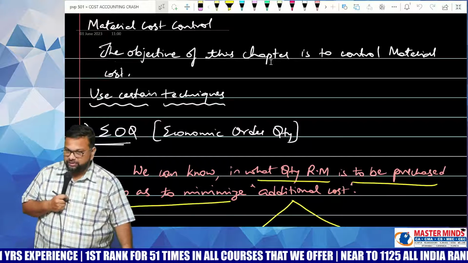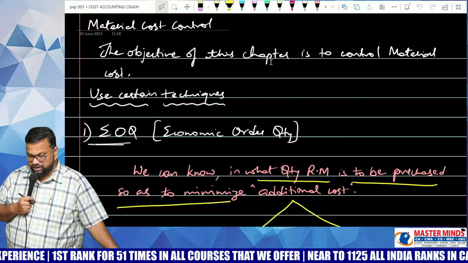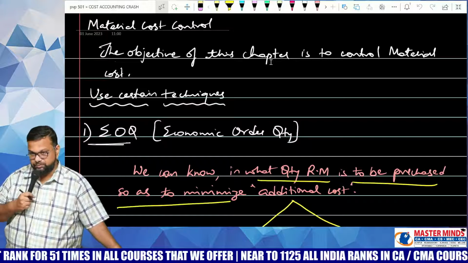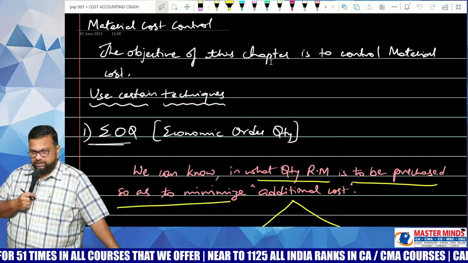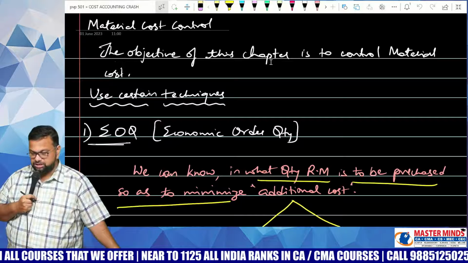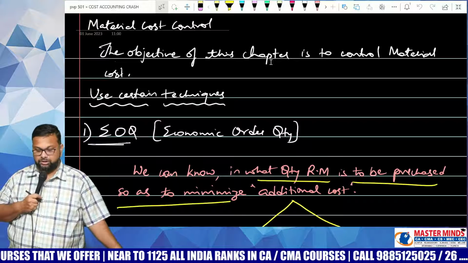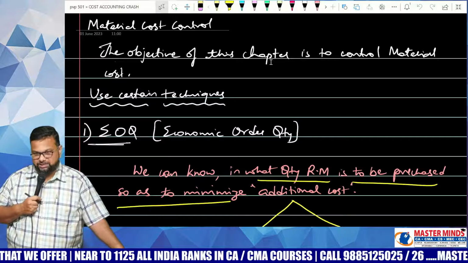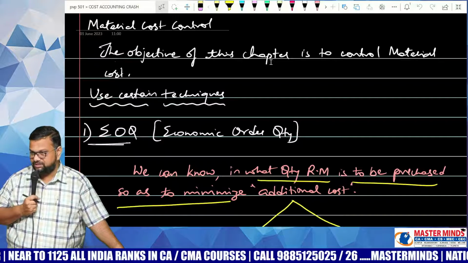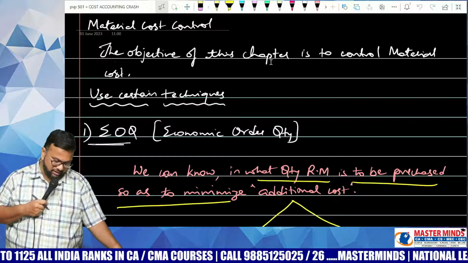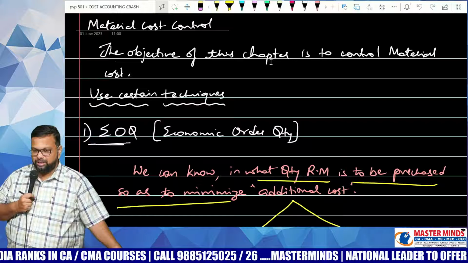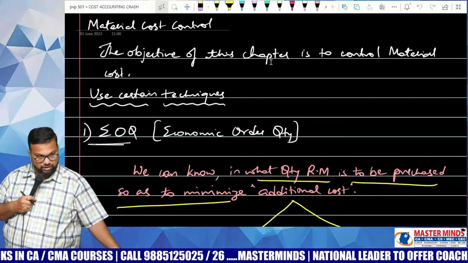Third one is inventory turnover ratio, the speed at which we are consuming the raw material. Fourth one is pricing issue methods. That means at what price stock is issued for production. And the last one is ABC analysis, where the raw material is classified into 3 different categories, A, B and C. The first 2 are important, that is EOQ and stock levels. If you are able to complete these 2, then we will be able to complete 80% of the chapter.